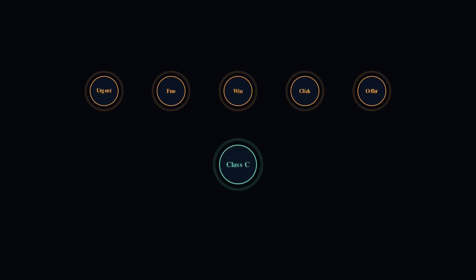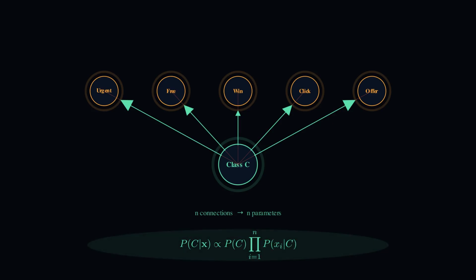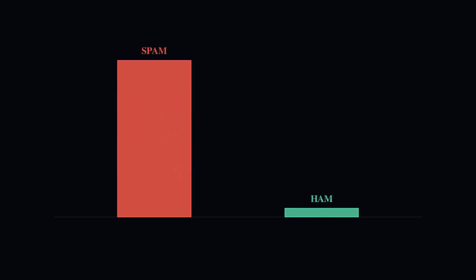The problem: computing the joint probability of all features together is exponentially expensive. The naive assumption: each feature is independent of every other given the class. Watch the complexity collapse. Start with your prior.